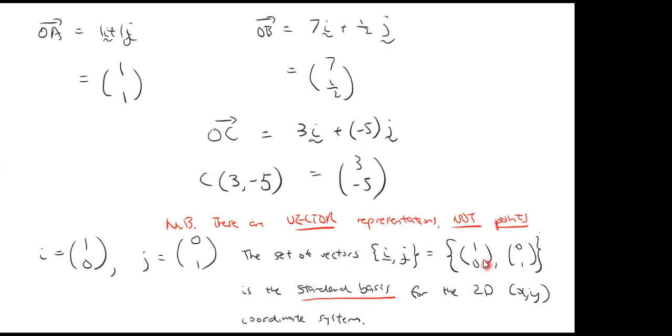For the standard basis, you need each vector to be length 1. So I is length 1 because it's just going across 1. J is length 1 because it's going up 1. You need them each individually to have one direction only. So that's 1 and nothing else. That's 0 and that's 1. And that they are at right angles. That will form your standard basis.